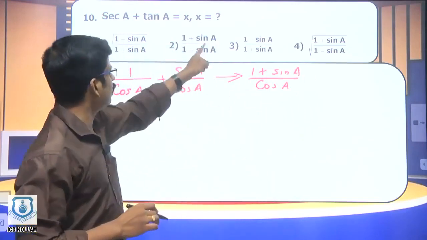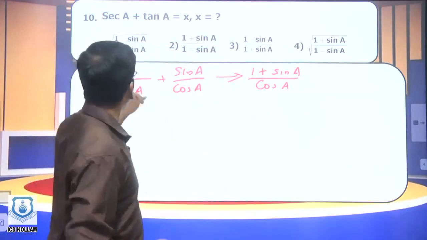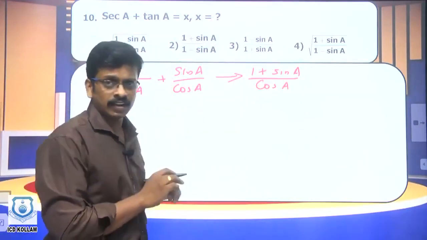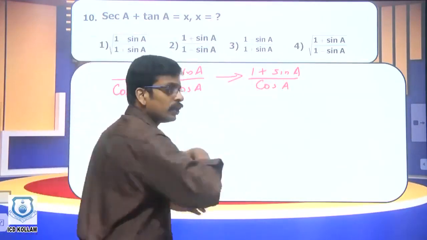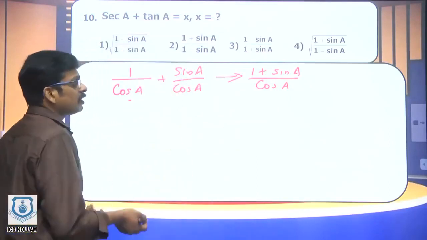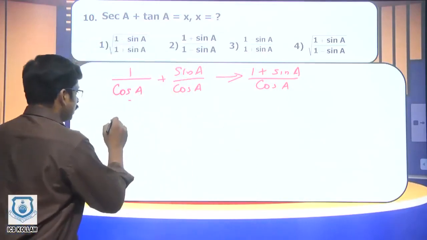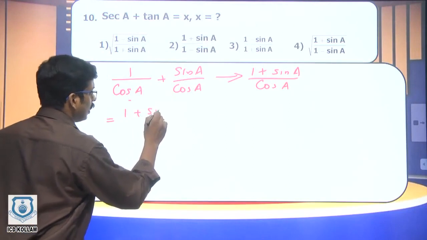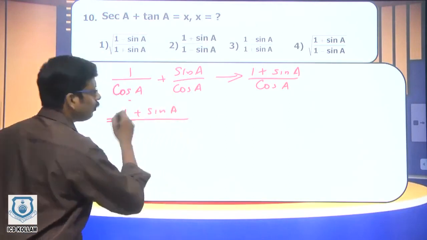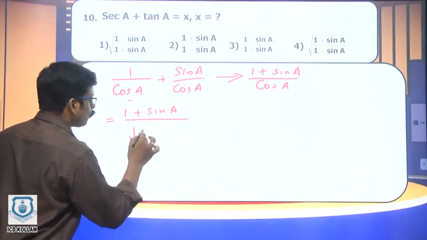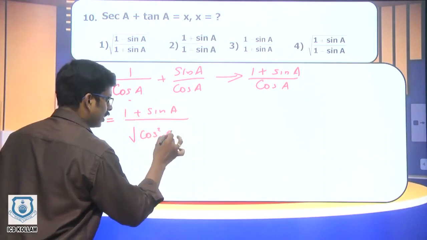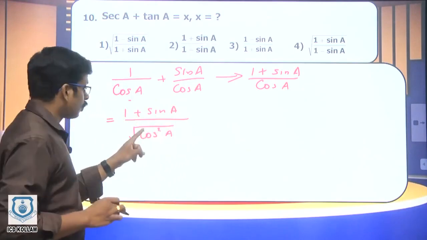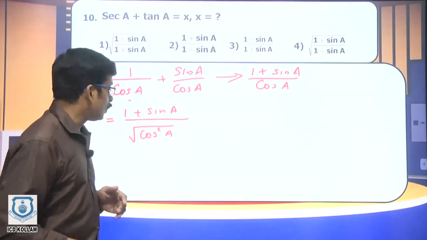But there is no option like that, and our options are all in terms of sine. So we need to convert this cos to sine. How can we convert that cos to sine? The numerator is 1 plus sin a and the denominator is root of cos square a. Cos square a we can convert into sine.